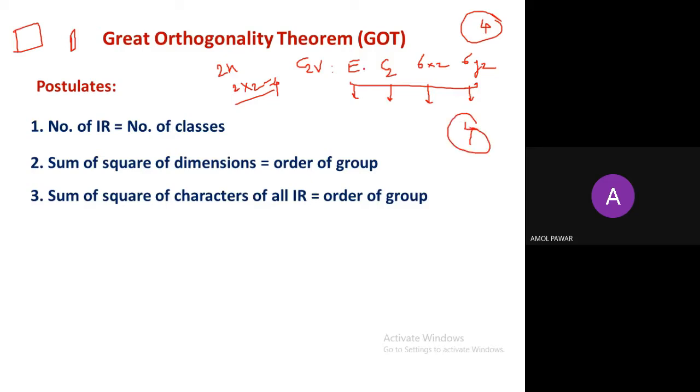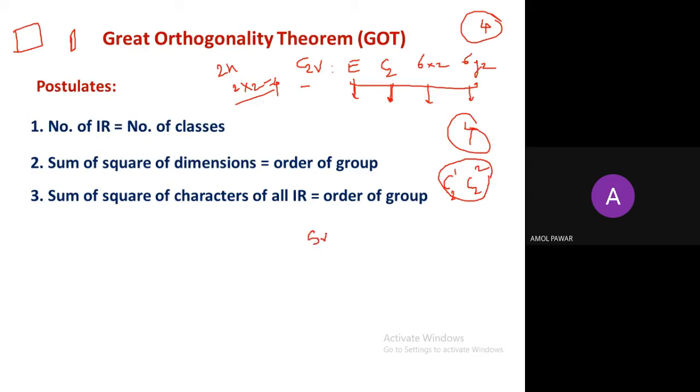Did you understand? What is C2? C2 can be written in this way: C2 1 and C2 2. But these C2 1 and C2 2 form one class. Identity is one class. Sigma xz is one class. Sigma yz is one class. So for the C2V point group, the class is 4.